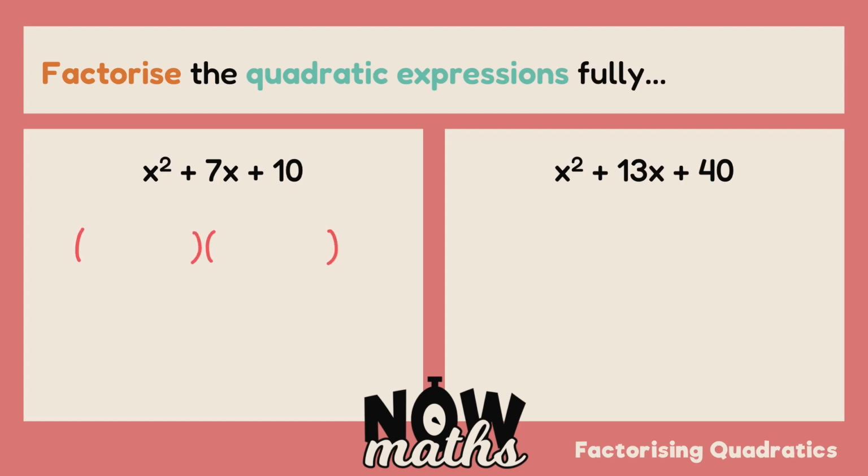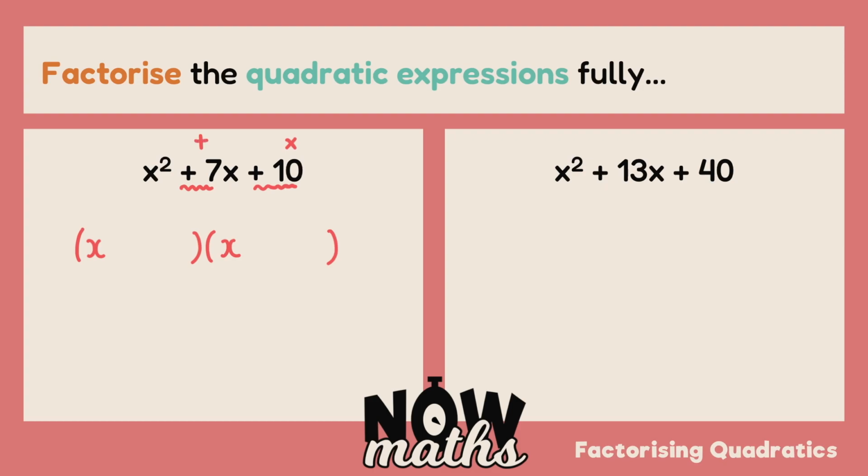And in the front of our double brackets, to give us x squared, if we were to multiply these brackets out, we would need to have an x in the front of each, because x multiplied by x gives us x squared. In the end of each bracket, we need to find 2 numbers which multiply to give us positive 10 and add to give us positive 7.